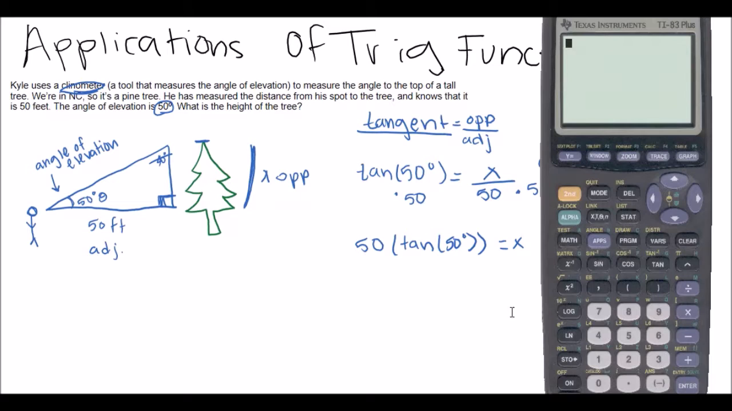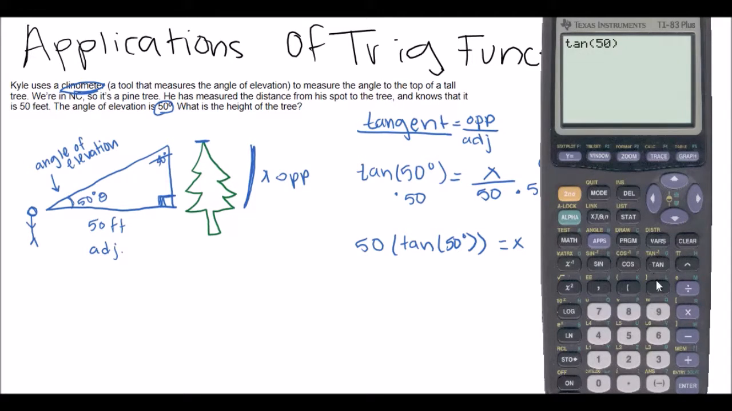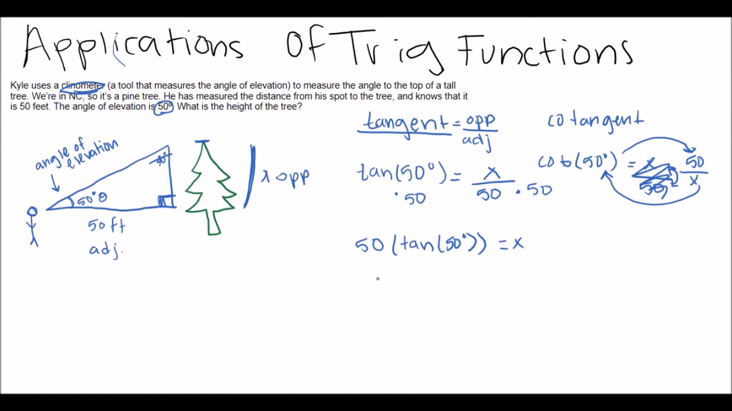So you're going to do tangent of 50, and if you go into your mode, you want to make sure it's in degrees for this problem. So you do tangent of 50, you get 1.91, times 50, you get about 59.6 feet. X equals 59.6 feet. And that's our answer for this one. Alright?